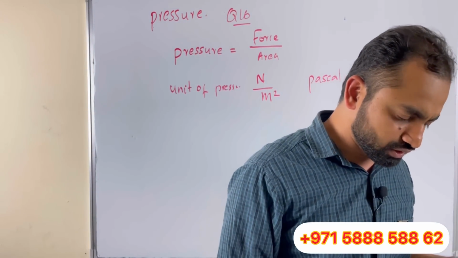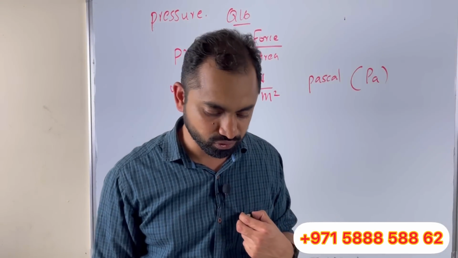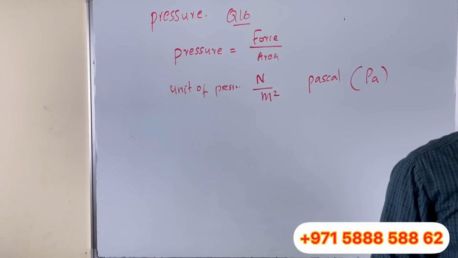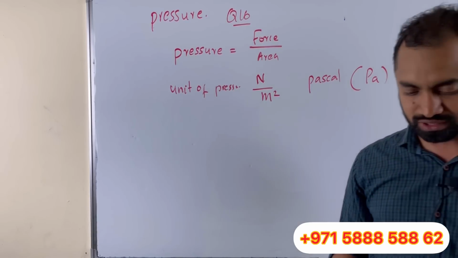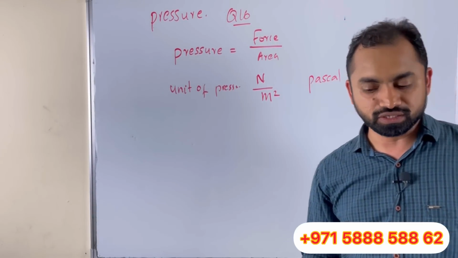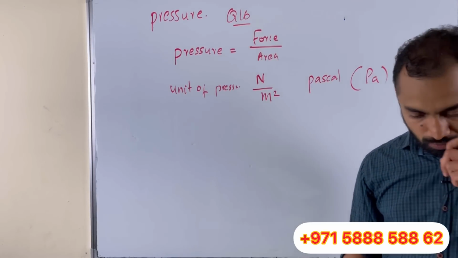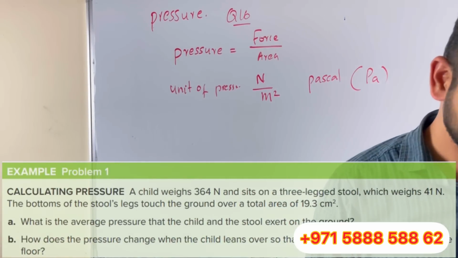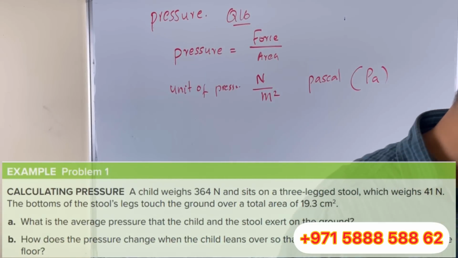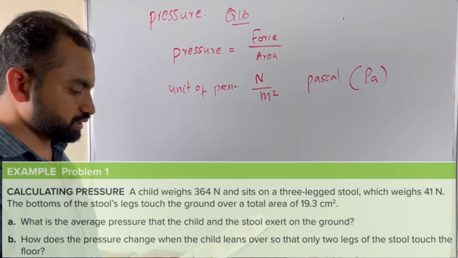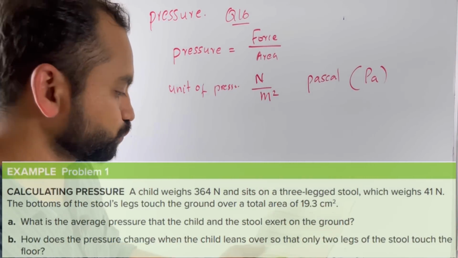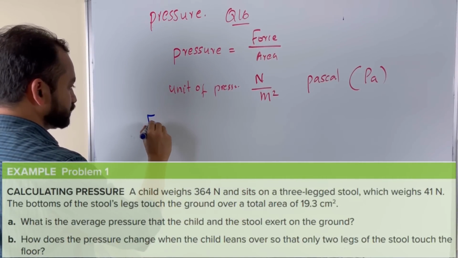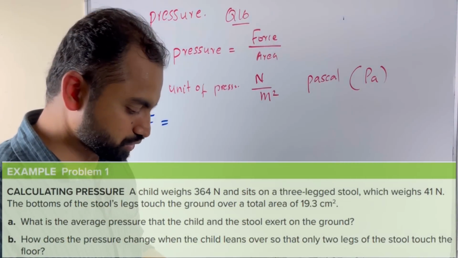A child, whose weight is 364 Newton, sits on a 3-legged stool which weighs 41 Newton. The bottom of the stool's legs touch the ground over an area of 19.3 centimeters squared. What is the average pressure that the child and the stool exert on the ground? So in this question we have a child, its weight is 364 Newton. To calculate pressure, first we need a force. How much is the force acting onto the ground here?